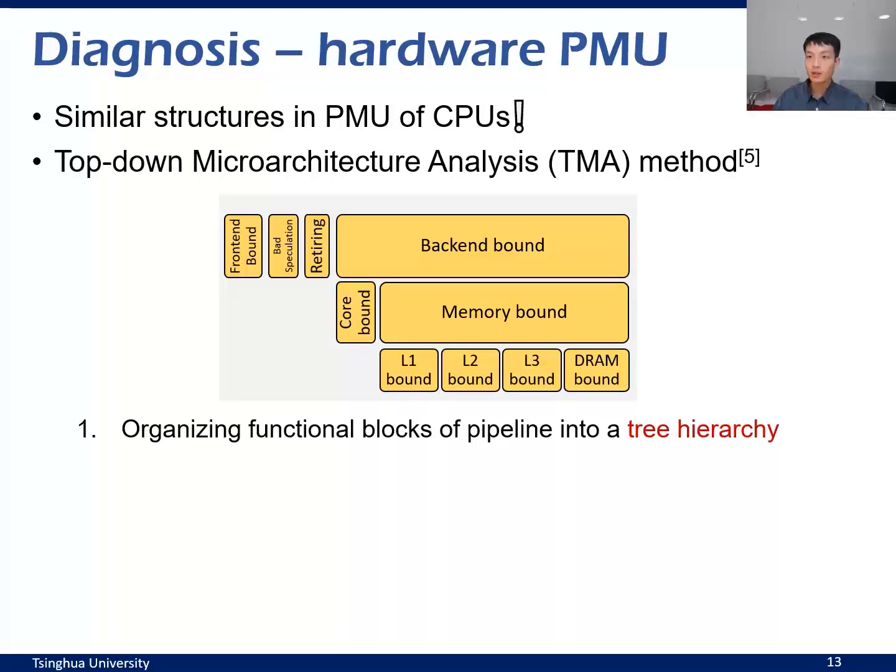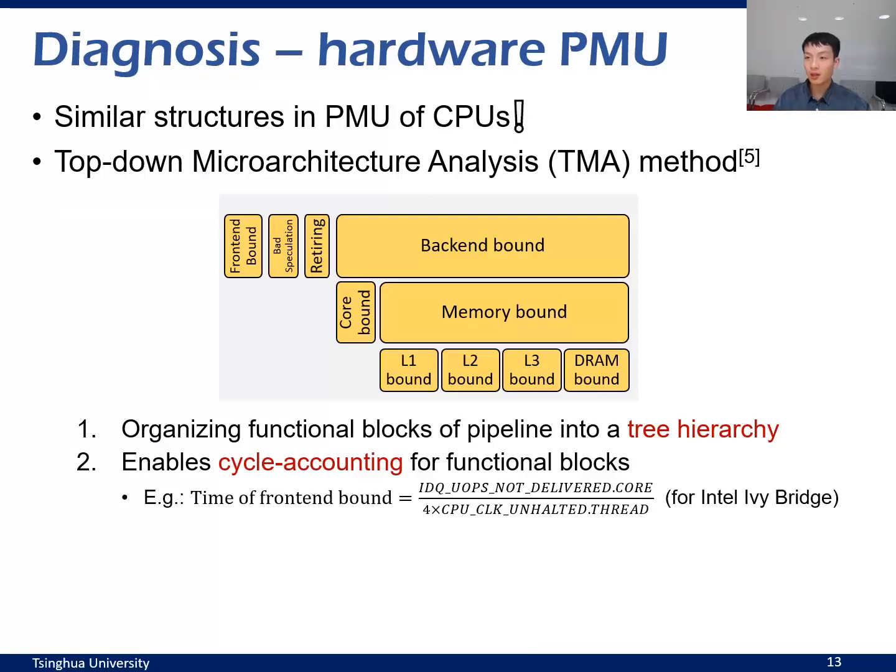This figure shows the top-down microarchitecture analysis method, or TMA for short. It is used for identifying performance bottlenecks in the microarchitecture. TMA organizes functional blocks of the pipeline into a tree hierarchy, and it enables cycle counting for functional blocks, which means we can calculate how long a block costs. For example, the time of front-end bound can be calculated by this expression for Intel Ivy Bridge CPUs. Based on this design, we can break execution time down.